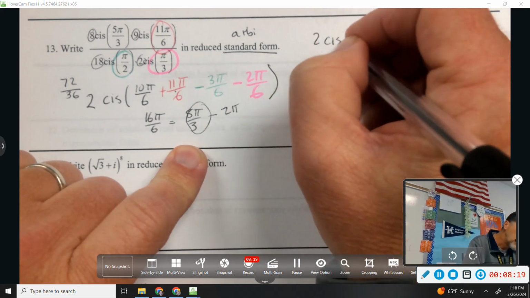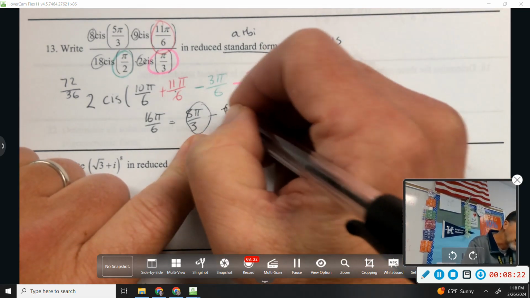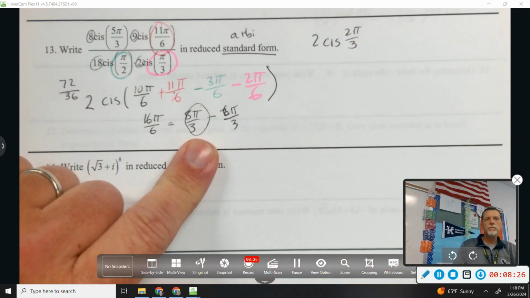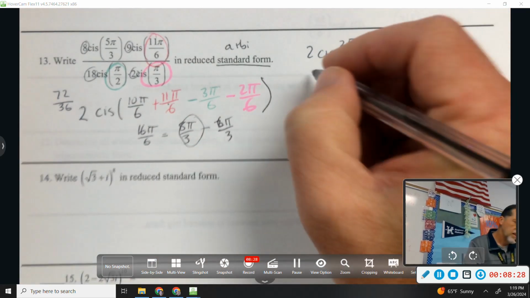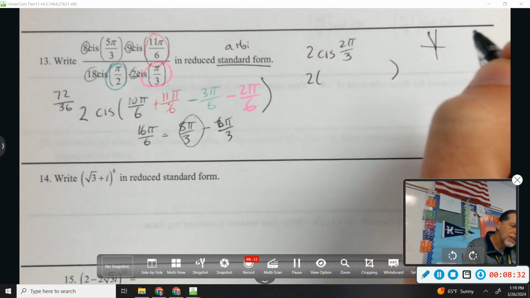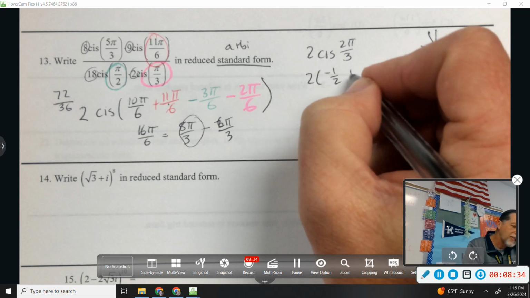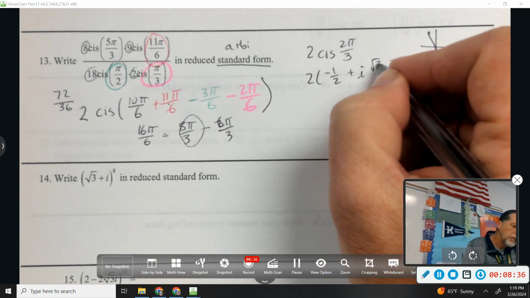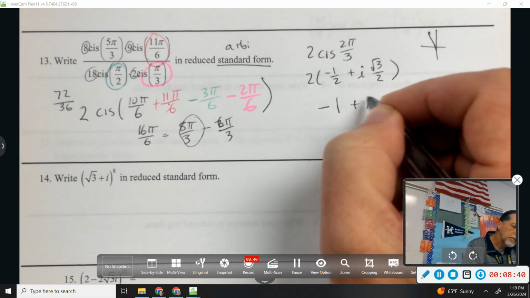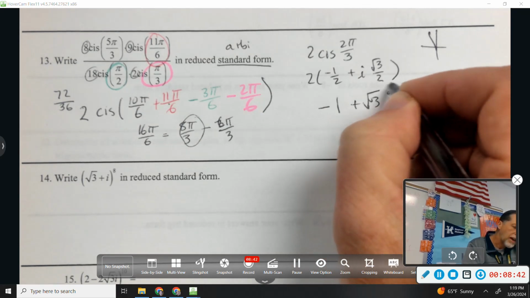So 2 cis. Let's see, if I subtract 6/3, that lands me at 2/3. I'm going to skip a step. Finally remember to do it. 2 pi over 3. Cosine would be negative a half. Sine would be root 3 over 2. So negative 1 plus root 3 i.